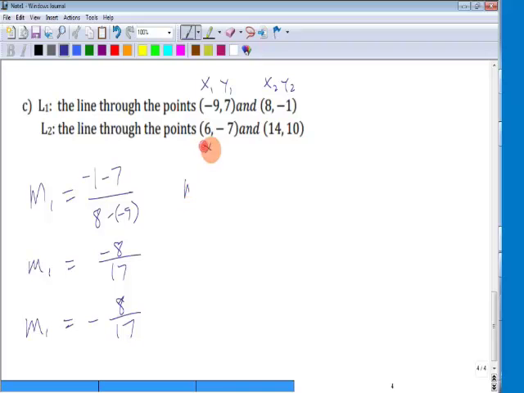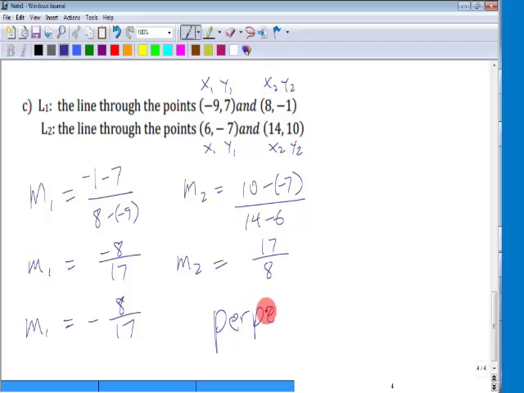What's going on for M2? If I call this one x sub 1, y sub 1, and x sub 2, y sub 2, M sub 2 would be 10 minus negative 7 over 14 minus 6. Well, how about that? 17 over 8. Are they parallel? They're perpendicular. Yes, their slopes are the opposites of each other's reciprocals, and so these are perpendicular lines. No further analysis needed. Good.